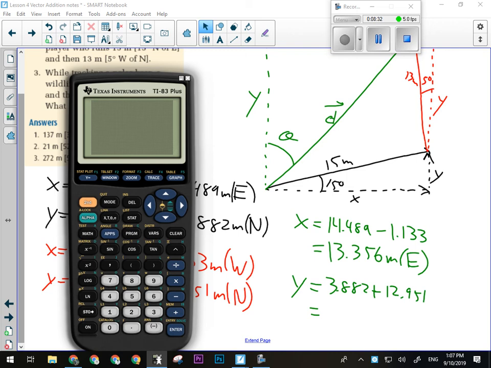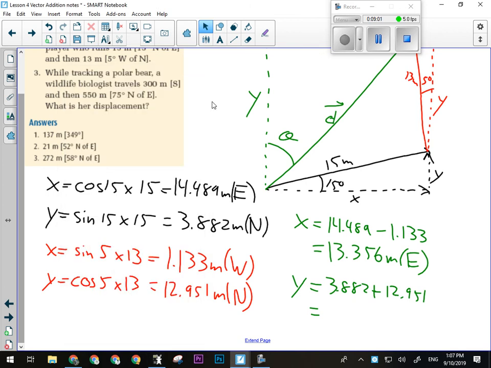Okay, I'm just going to get those two numbers again here, guys. So sine of 15 times 15. So this is black y, plus, and then I'm going to get red y again here, cos 5 times 13. All right, so my overall north component is 16.833 meters, and that is north.